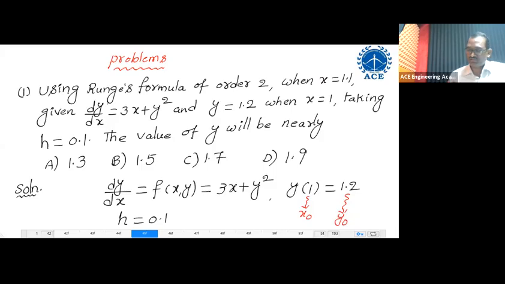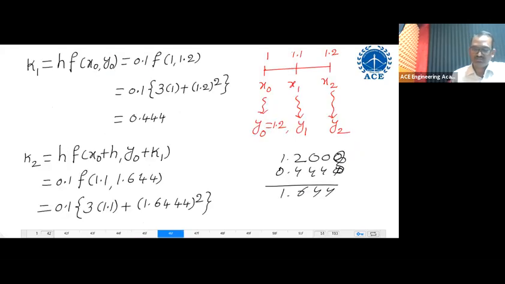This problem was given in the Engineering Services Examination prelims paper 2020. What is the K value? Half into K1 plus K2, that is 0.5221. What is K1? 0.551.